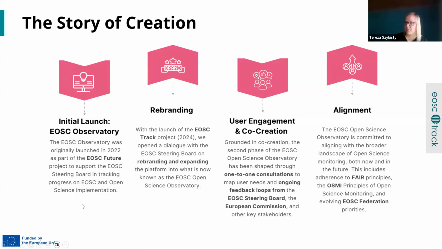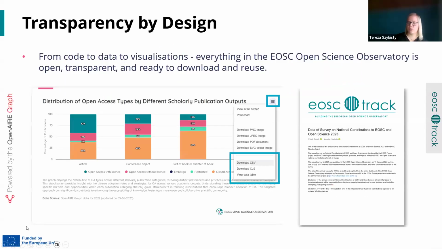One of the concrete examples of what we do to make sure that we adhere to these bigger picture principles is that the observatory is built to be transparent and open by design. From the code to build the platform, to the underlying data, to every visualization in the observatory, everything is openly available under an open license, well documented, and ready to be downloaded and reused. So if you would like to use anything from the observatory, feel free to do it, because that was one of the points why we built it.